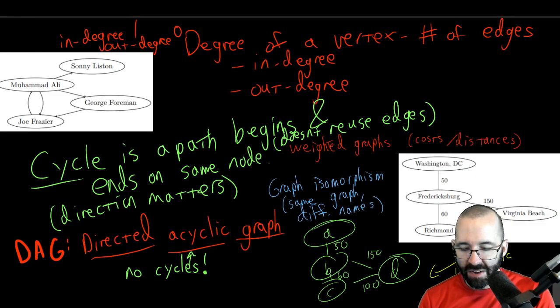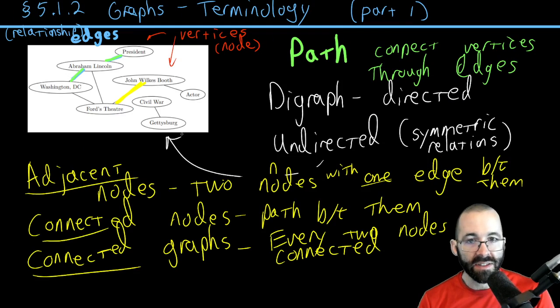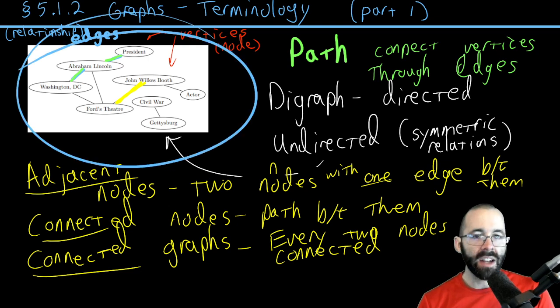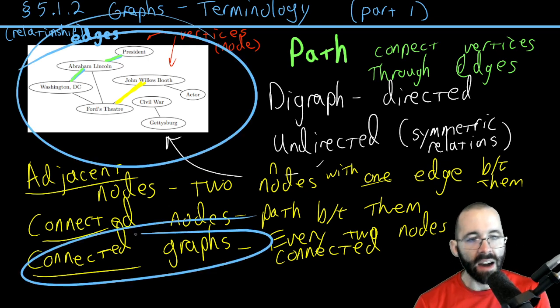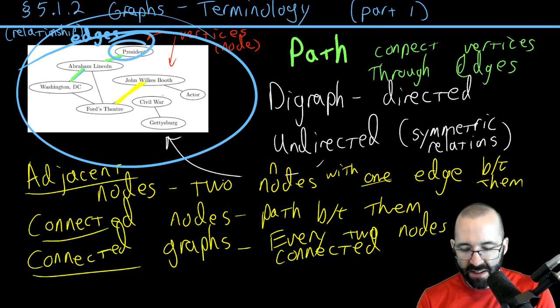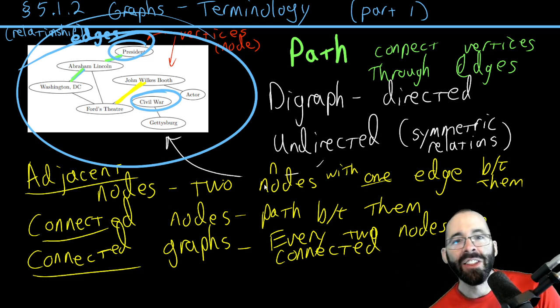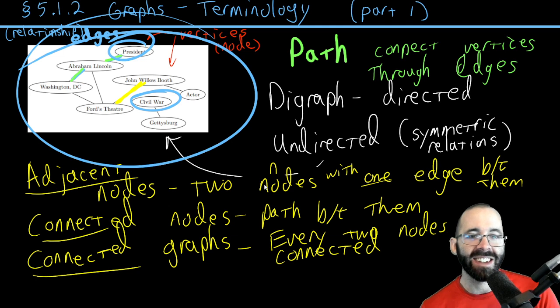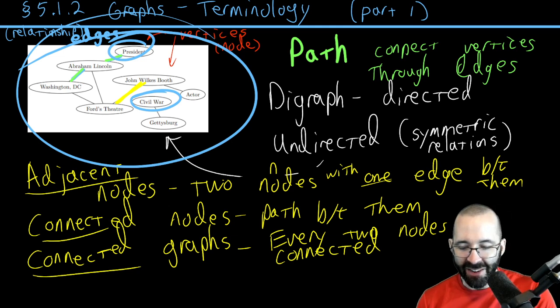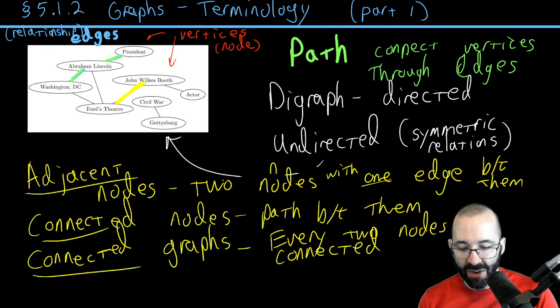And then we also talked a little bit about connected graphs. This is not a connected graph. We said a connected graph is one where every two nodes are connected. I don't know who made this graph, but in this graph, the president is not connected to the Civil War. There is no path between president and Civil War for this graph. So this is not a connected graph.